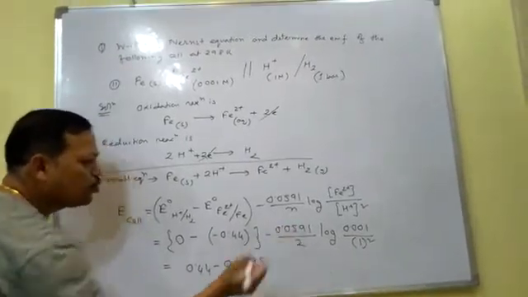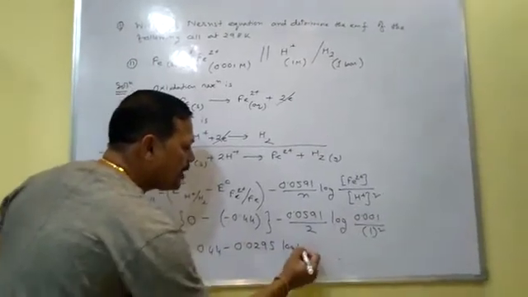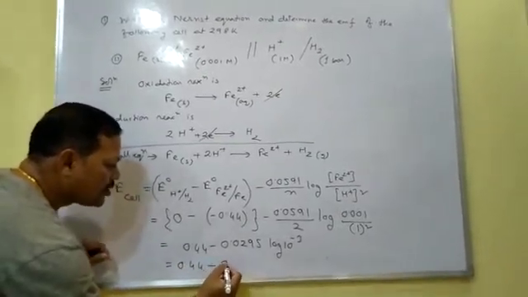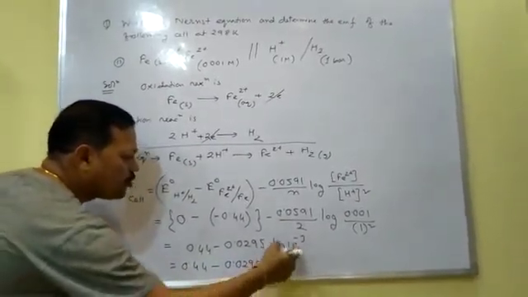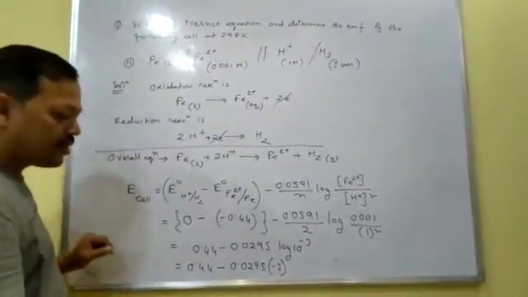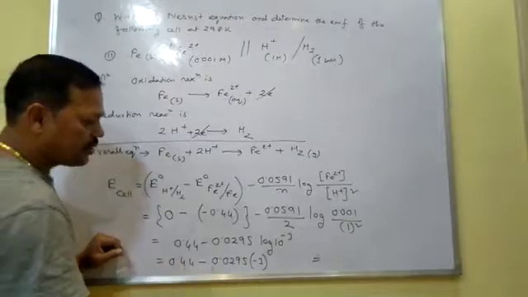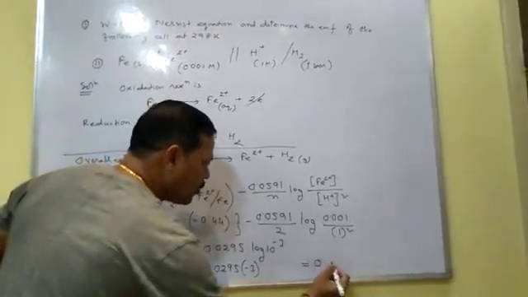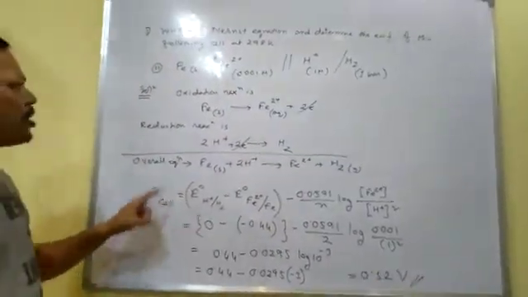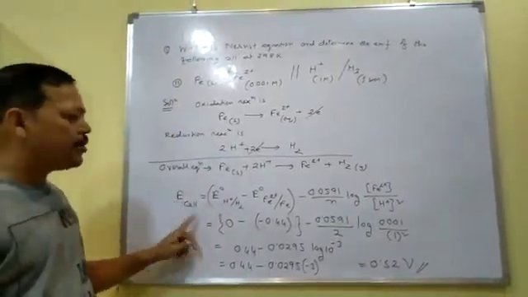Just dividing this by 2, log of 1 divided into 0.001, you will get 10 to the power minus 3. So this is equal to 0.44 minus 0.0295 log 10 to the power minus 3, and the value is minus 3, so it becomes minus plus. After calculation, multiply 3 with this, then subtract from this. You will get 0.52 volt. So in this way you can find the cell potential of the cell. So this is about the Nernst equation. By applying the Nernst equation you can find the EMF of the cell. Thank you.